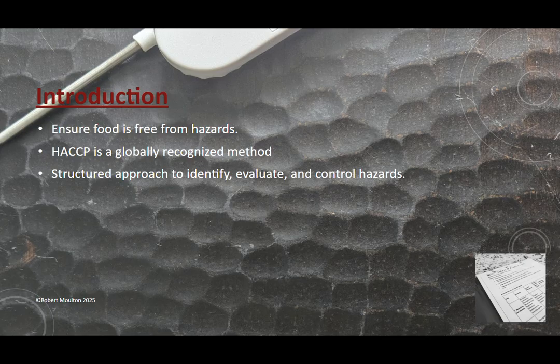So food safety management systems are foundational in ensuring that the food clients consume is safe and free from hazards. One of the most widely recognized and effective systems used globally is the Hazard Analysis and Critical Control Point System, or the HACCP system. The system provides a structured approach to identifying, evaluating, and controlling food safety hazards throughout the whole production process.